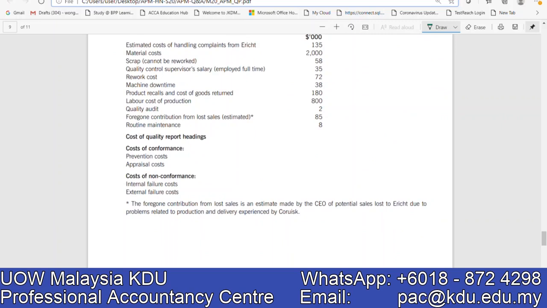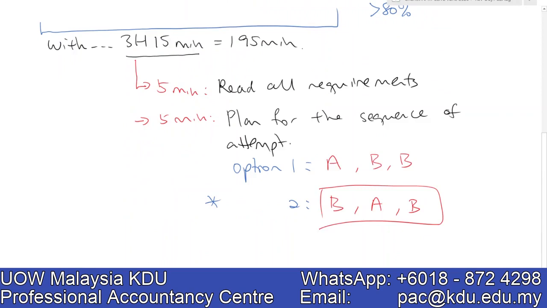So my attack plan in that sitting, I will start with question 3. Then I will go for question 1. Then I will go for question 2. That's why you need 5 minutes to think long. This sequence will, to an extent, affect your chances of passing.